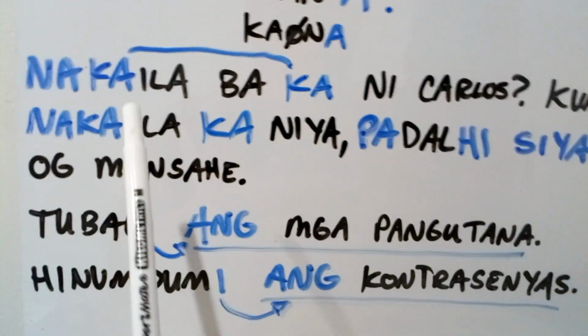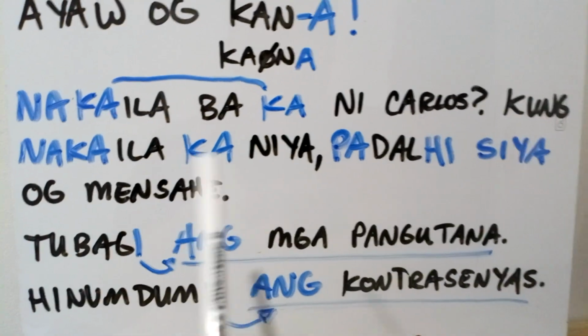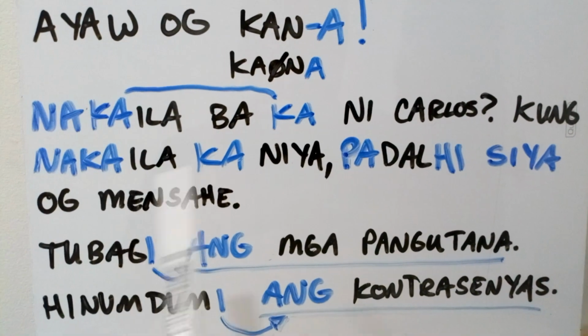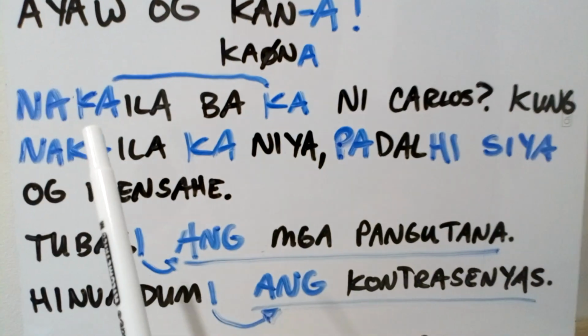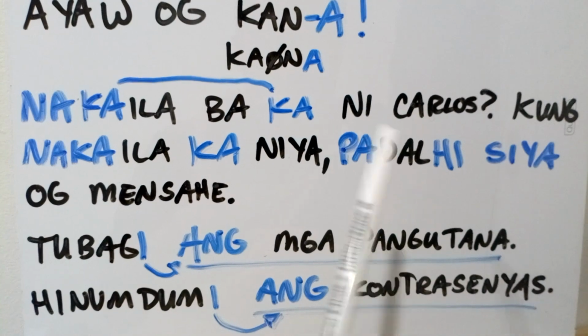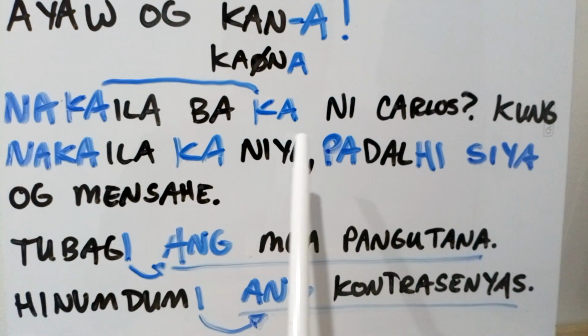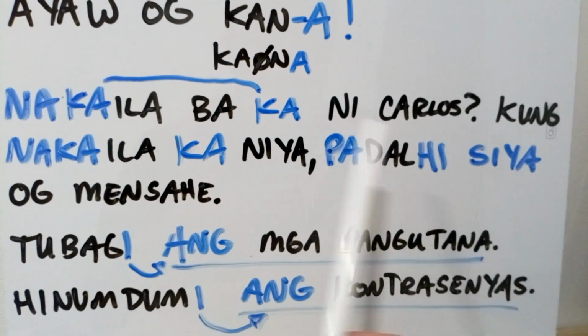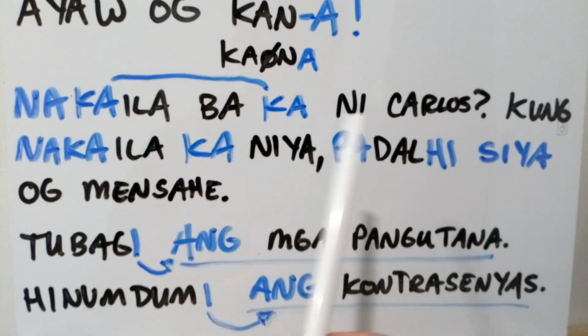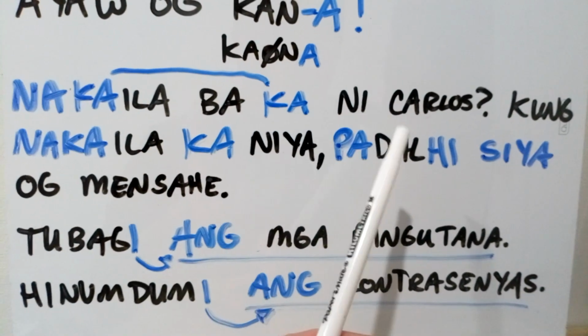Moving on. We only have one here, so this is a big sentence, or two sentences that I combined. And the first clause is "Nakaila ba ka ni Carlos?" Nakaila ba ka ni Carlos, and it means, are you acquainted with Carlos, or do you know Carlos? I guess in layman's terms, do you know Carlos?